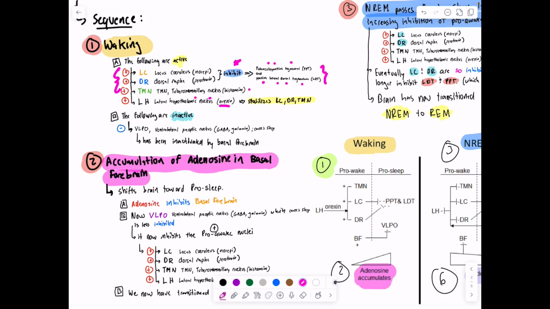Finally, the following are inactive during the awake stage: the VLPO, ventral lateral preoptic nucleus of the hypothalamus, which causes sleep, is inactivated by the basal forebrain. The basal forebrain itself is active right now because you don't have very much adenosine at the beginning of the day. It builds up throughout the day.